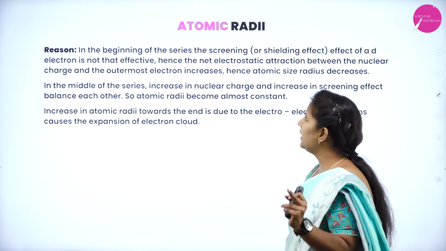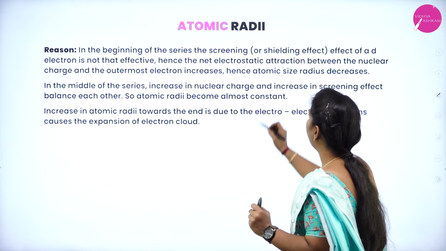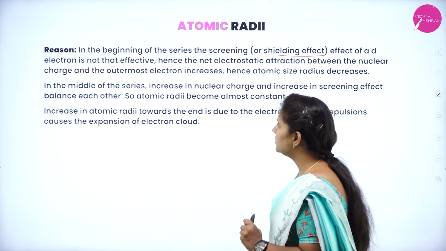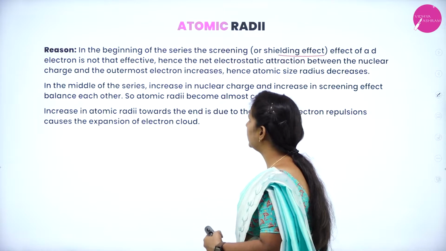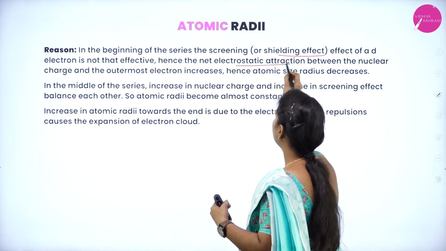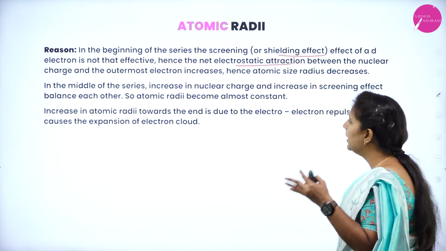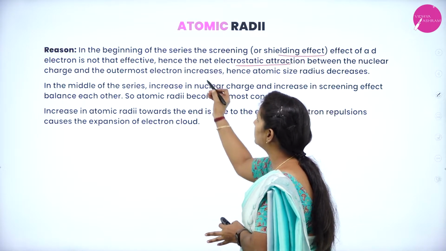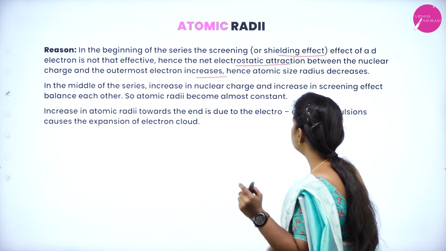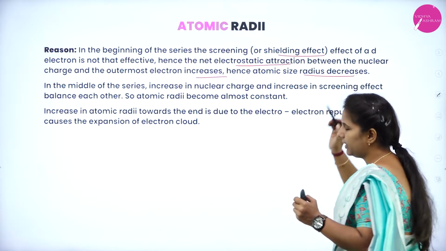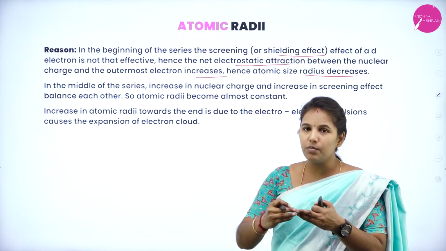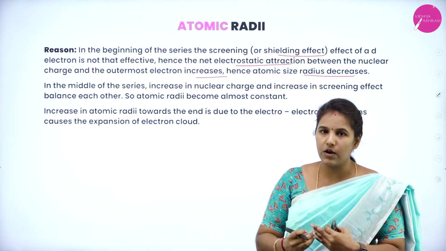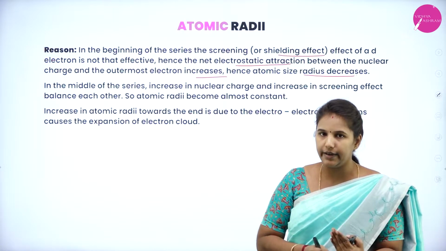So, in the beginning of the series, the screening effect or shielding effect of the D block electrons is not that effective. Hence, the net electrostatic force of attraction between the nuclear charge and the outermost shell electrons will increase. Hence, their atomic radius will decrease. So, as we move left to right in the periodic table, I am talking about the first transition series, that is the 3D series.